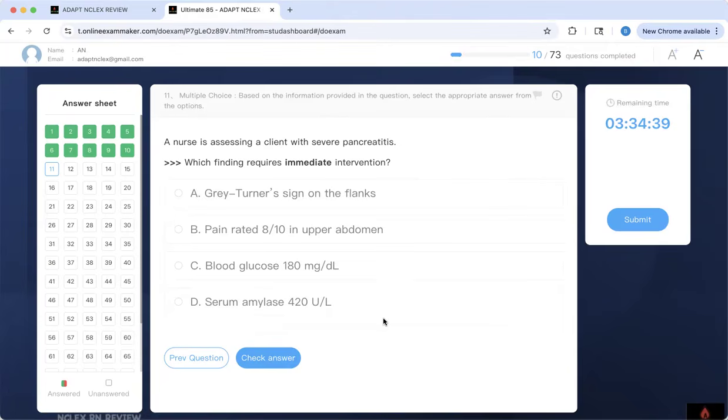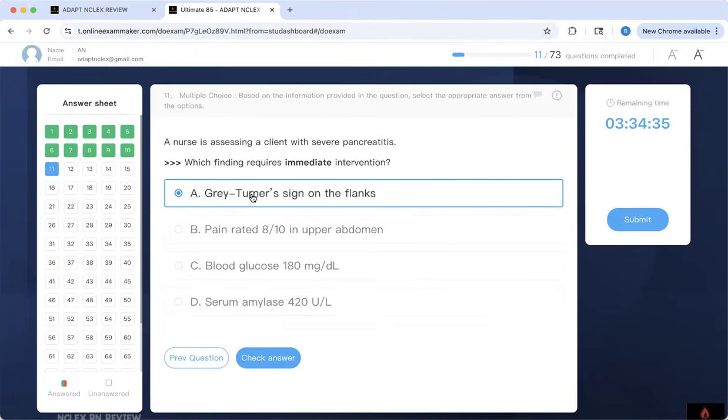A major complication of pancreatitis is bleeding. Which one is bleeding? Number one. Grey Turner's sign is what? Peripheral flank ecchymosis. This is a bad problem and the nurse should intervene because the patient is bleeding. I expect upper abdominal pain, 10 out of 10, I don't care. Your glucose is going to go up because the pancreas is inflamed, and you're going to release amylase, an expected finding.